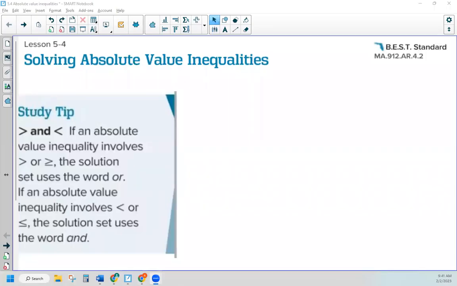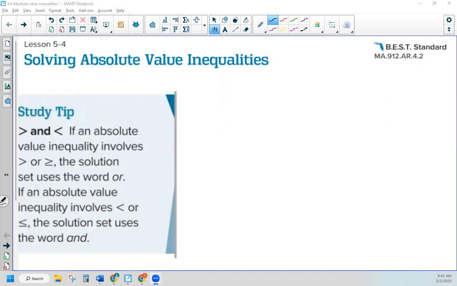Solving absolute value inequalities. This would be in the McGrawHill book 5.4. Let's talk about this one, guys. All right, so to start us off, let's go ahead and talk about something that is new, something that is new to this idea of solving absolute value inequalities.